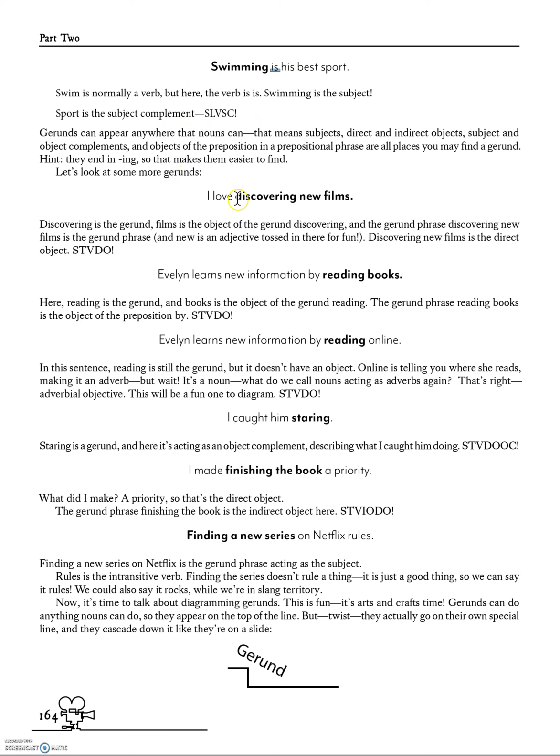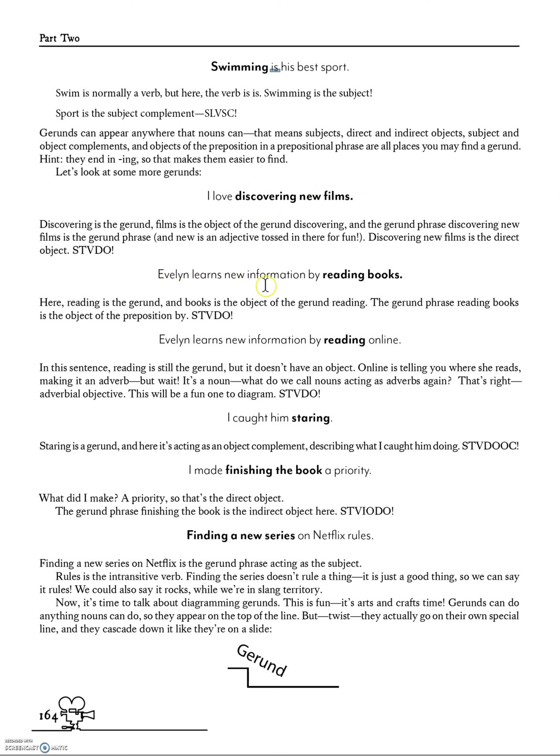Or what if you say, I love discovering new films? Well, I is my subject, love is my verb, discovering is actually the thing I love, making it the direct object here. The fact that it happens to be a gerund, discovering, right? And then films is the object of that gerund. So we have a gerund phrase acting as a direct object.